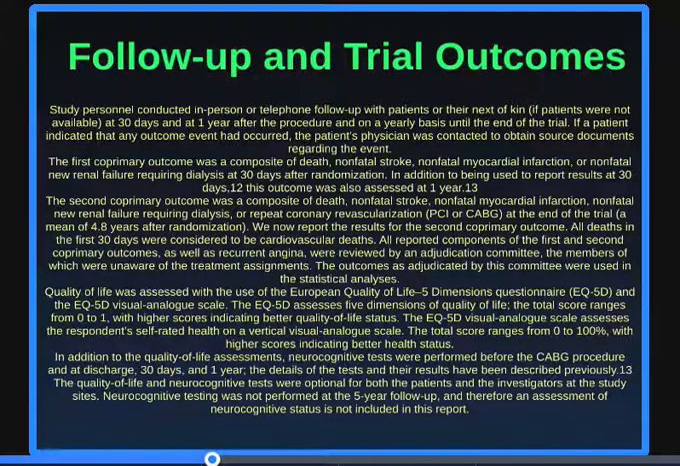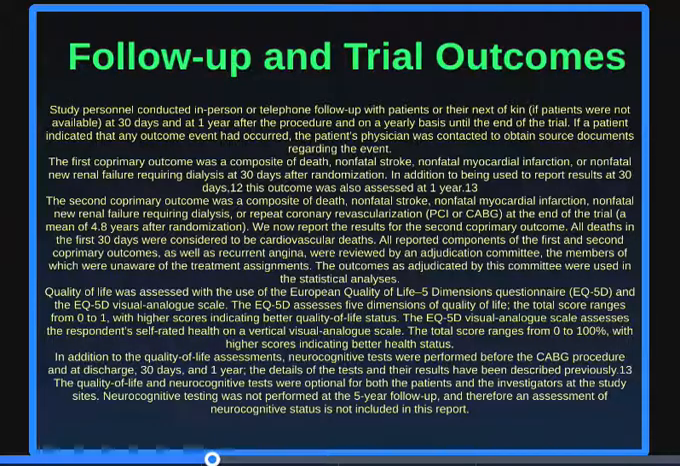Quality of life was assessed with the use of the European Quality of Life 5-Dimension questionnaire, the EQ-5D, and the EQ-5D visual analog scale. The EQ-5D assesses 5 dimensions of quality of life. The total score ranges from 0 to 1, with higher scores indicating better quality of life status. The EQ-5D visual analog scale assesses self-rated health on a vertical visual analog scale. The total score ranges from 0 to 100, with higher scores indicating better health status.